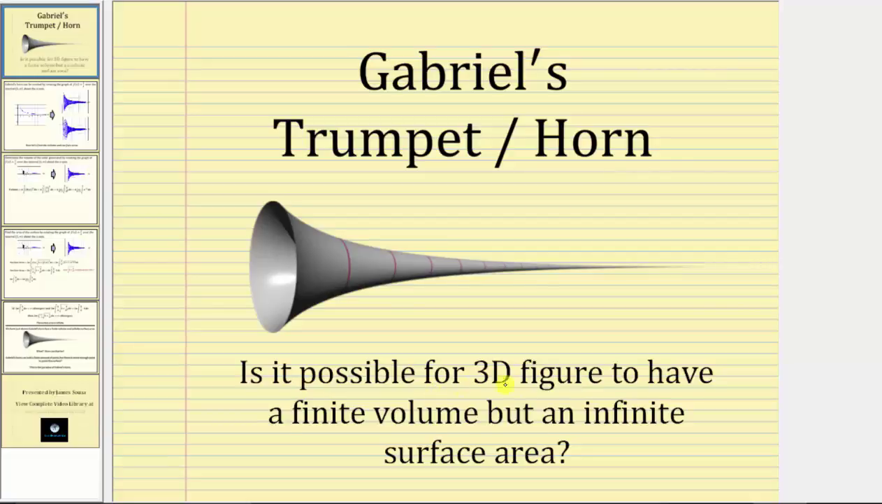Is it possible for a three-dimensional figure to have a finite volume but an infinite surface area? In this video, we will show that Gabriel's horn, also referred to as Gabriel's trumpet, which is shown here, does have a finite volume but an infinite surface area.